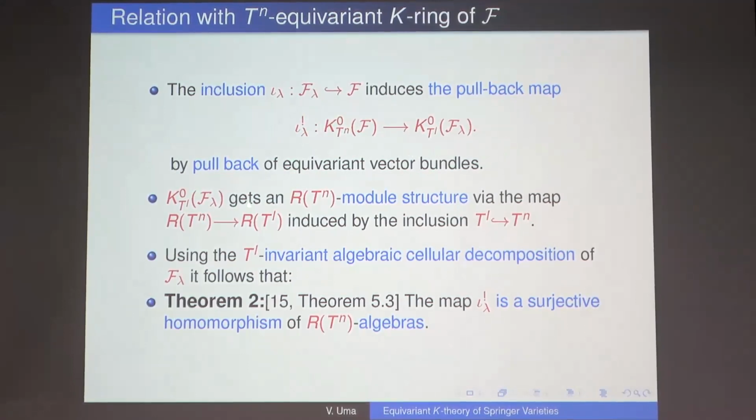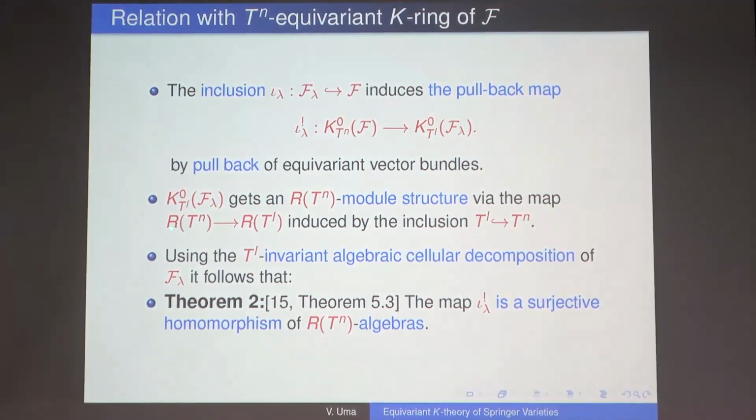So we already know that this has an RTN module structure, because we have this inclusion of RTN inside TN, but that will induce again in the opposite direction, because this is the restriction: any TN representation we can think of as a TL representation through the inclusion. So we have a map. So the whole map can be seen as an RTN module homomorphism. So this pullback map is a map of RTN algebras.